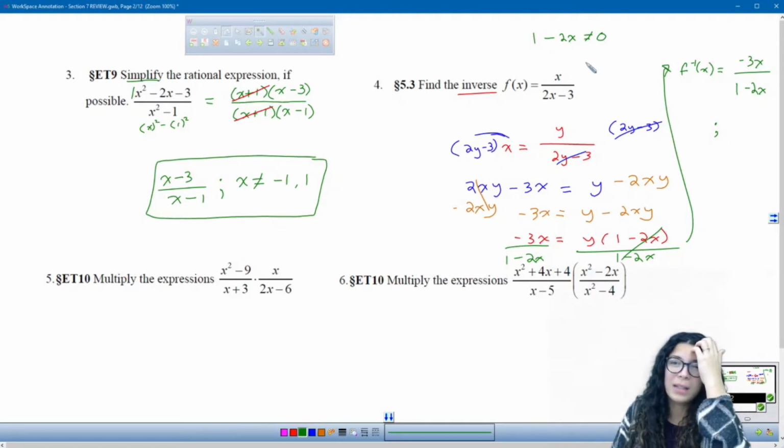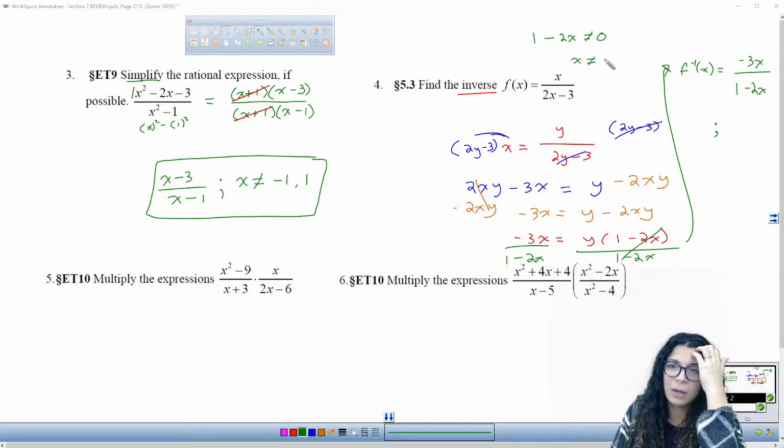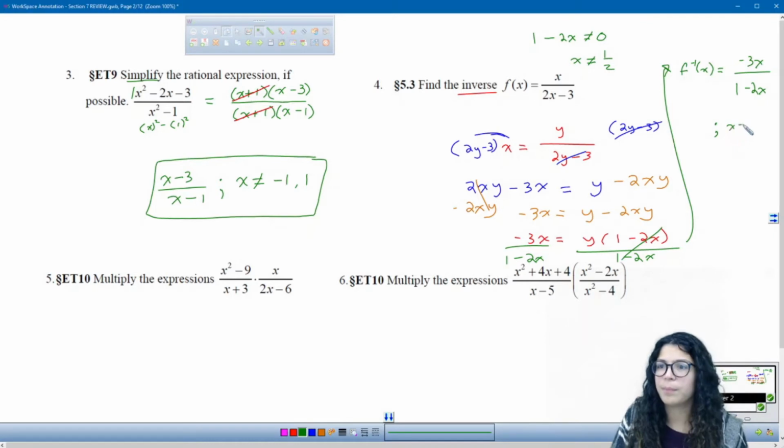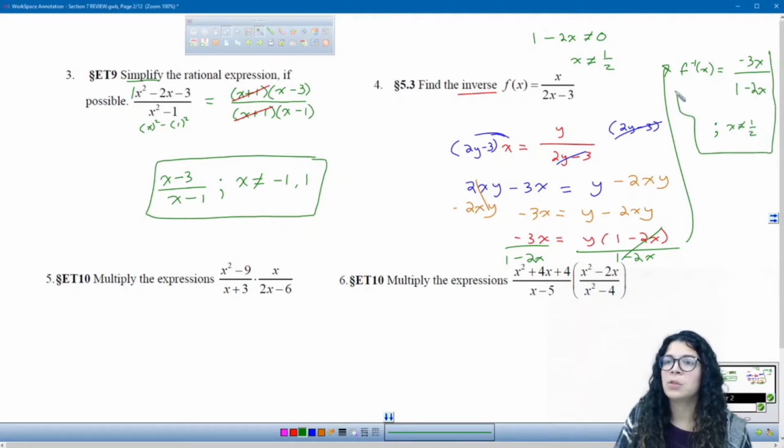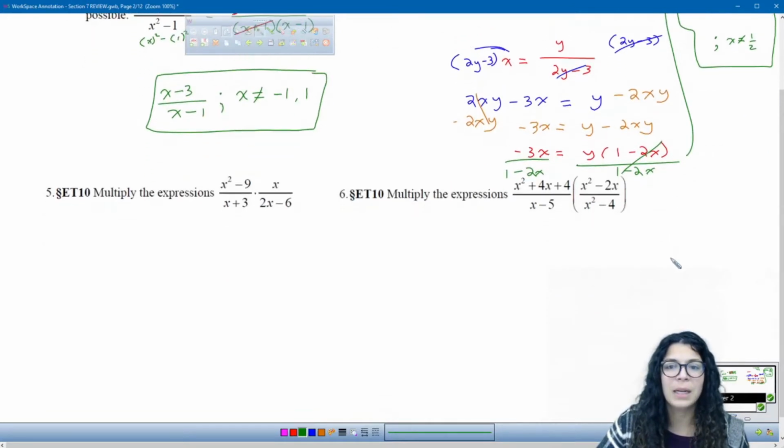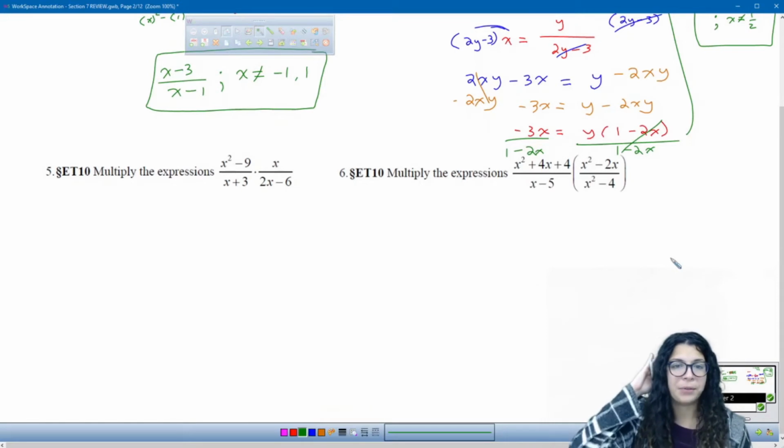The denominator cannot equal 0, and then solve for the variable x like an equation. So if you subtract 1 and divide by -2, you can see that x cannot equal 1/2. So we have to write that as a part of our answer. So the inverse is -3x over 1 minus 2x, and x cannot equal 1/2. Alrighty. Let's go ahead and look at number 5.